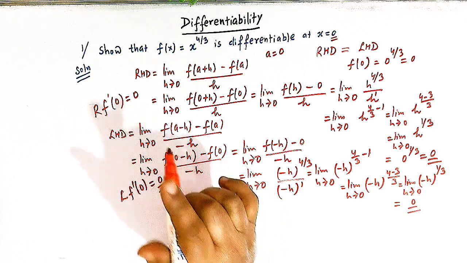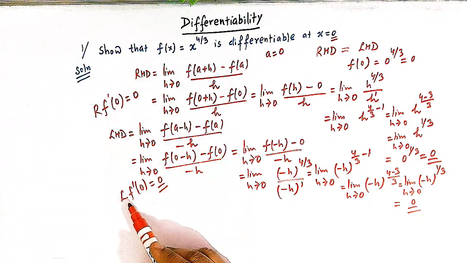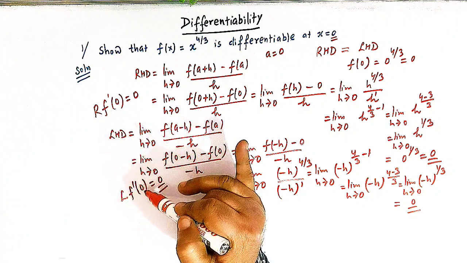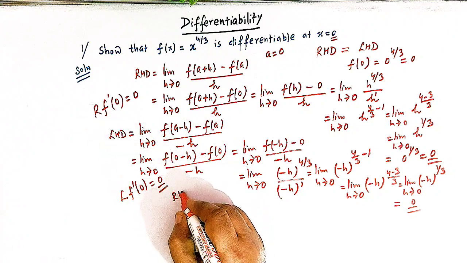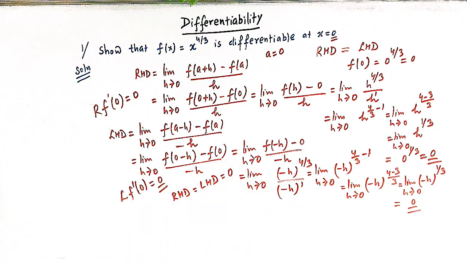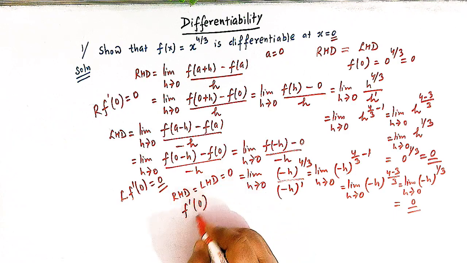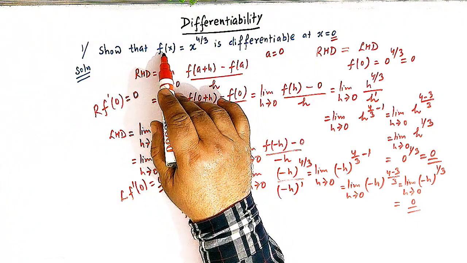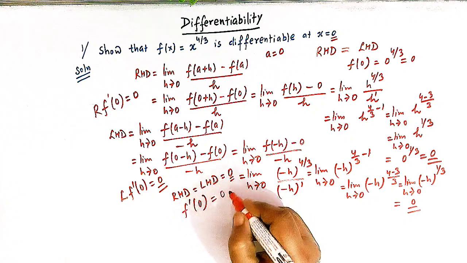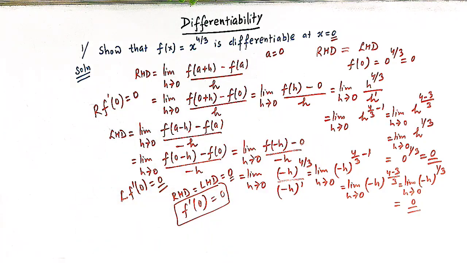We can see that both the derivatives, the right hand derivative and the left hand derivative, exist. They are finite and both are equal to each other. So the right hand derivative is equal to the left hand derivative, and it is equal to 0. So we can safely say that f prime of 0, that is the derivative of this function at x equal to 0, is equal to 0, and this function is said to be differentiable.